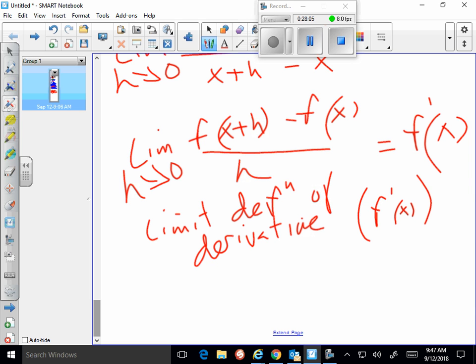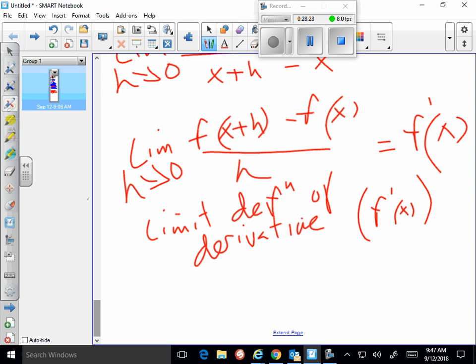Okay, so if f prime of x is 2x, then I've got 2 times 3, or 6. This, f prime of x, is the general slope machine. I can plug in any x value, and it will poop out slopes for this parabola.